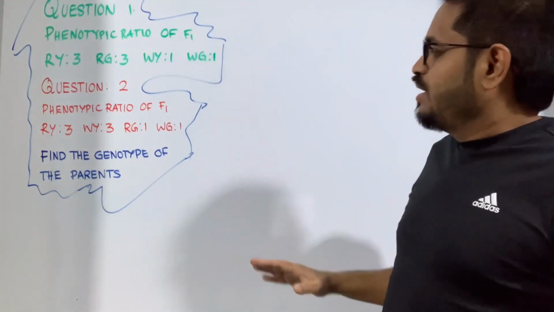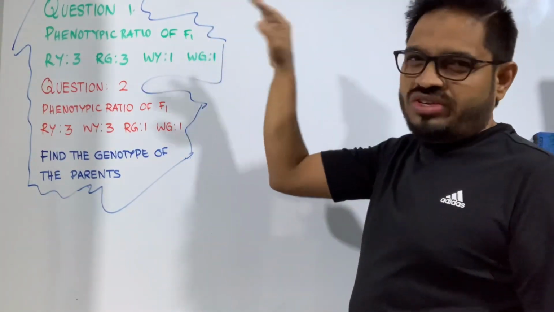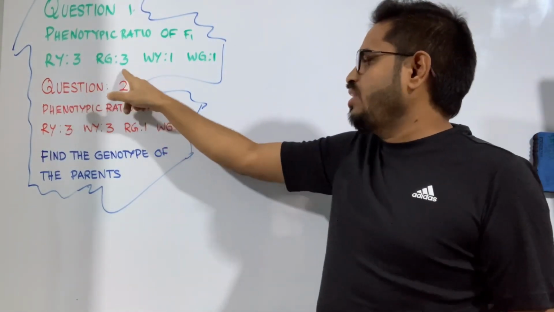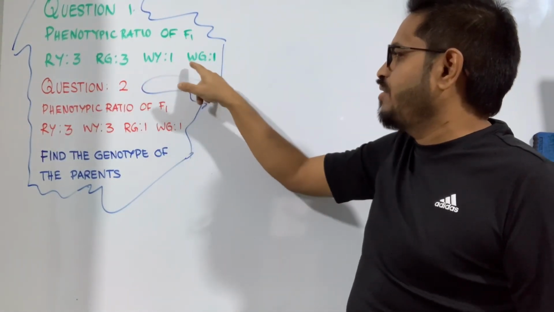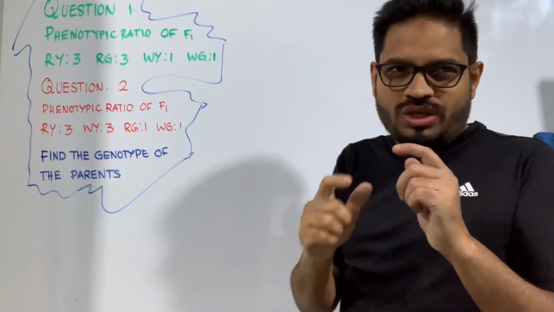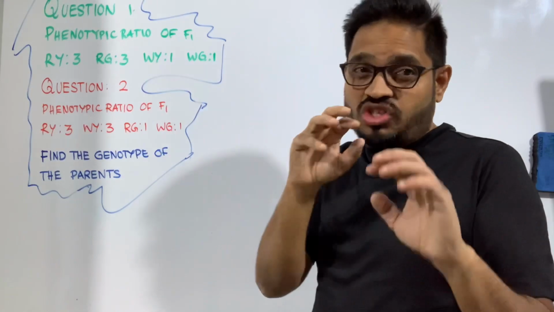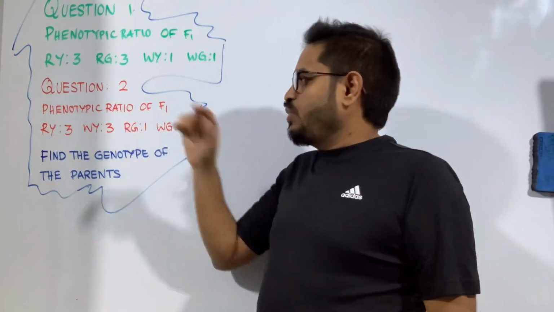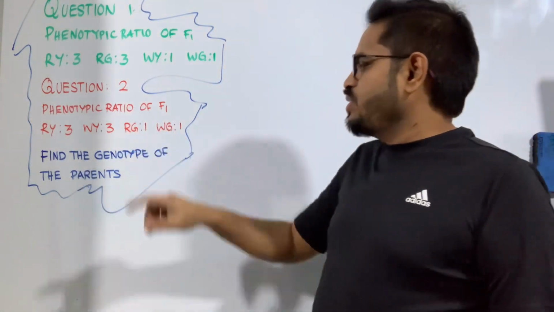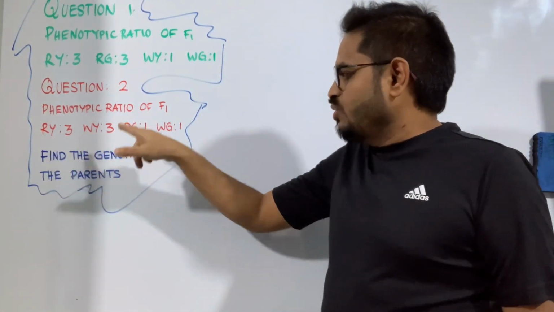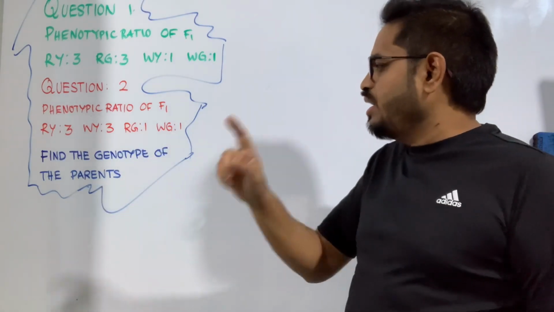Number 1, the phenotypic ratio of the F1 generation is given: round yellow 3, round green 3, wrinkled yellow 1 and wrinkled green 1. These letters are abbreviations of what I want to tell you. It's never the genotype alleles used here, so don't confuse that. Question number 2, phenotypic ratio is given of the F1: round yellow 3, wrinkled yellow 3, round green 1, wrinkled green 1.